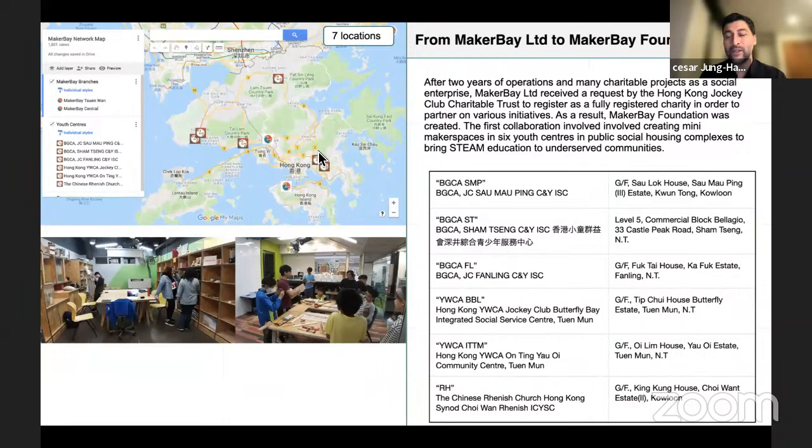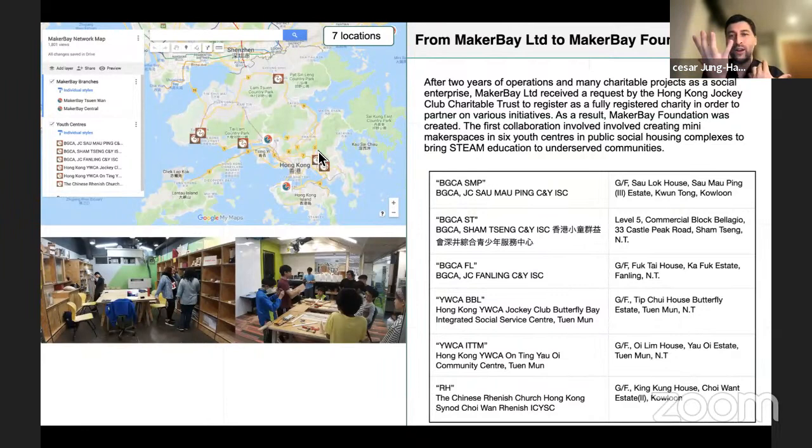And eventually we did so many projects with the handicapped and on local social challenges that the largest charity, the Jockey Club, asked Makerbay. They wanted to give us money, but they could not do it because we're a social enterprise, a company, a business. And so they asked us to open another branch. So we had to open a new Makerbay called Makerbay Foundation.